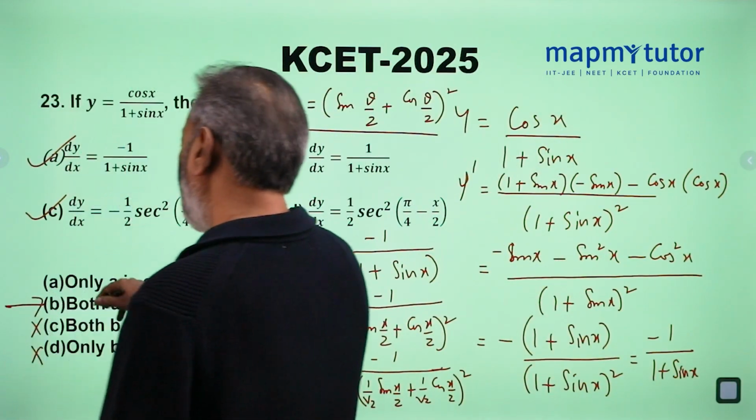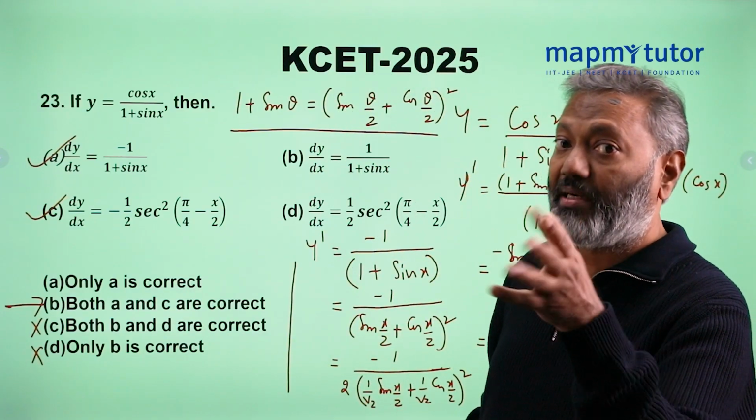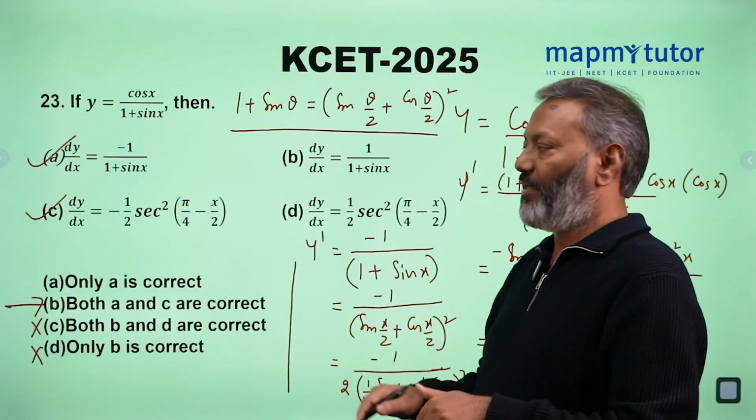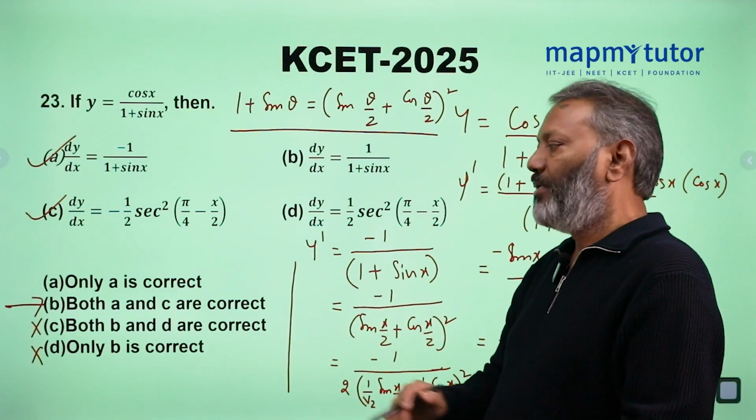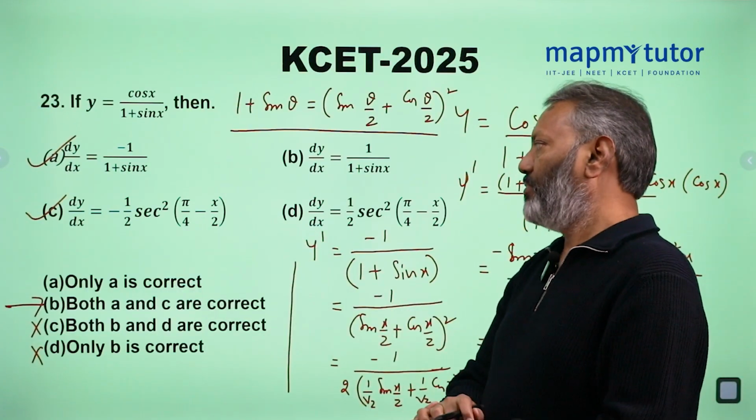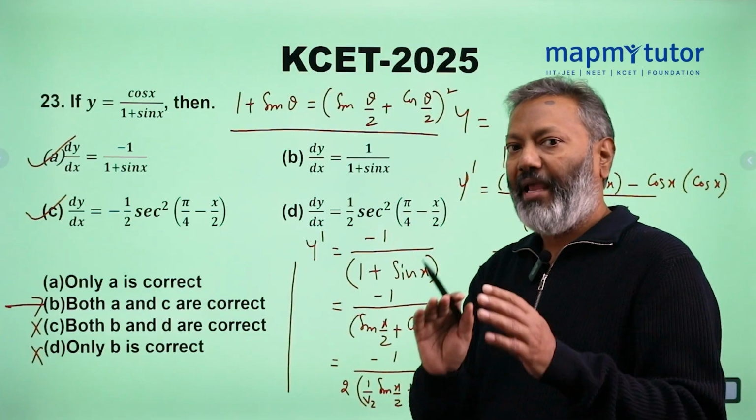Option B is correct. Of course, A is also correct. But 'only A is correct' is wrong. Not only A is correct. Both A and C are correct. Okay? So, option B is also, of course, our option. Both A and C are correct.